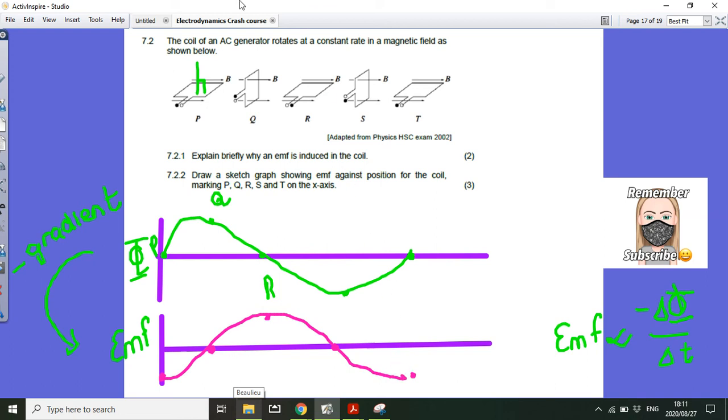Once you have the dots and it's something rotating, it will be a sine or a cos graph. So if you know that it's something rotating, then go to sine and cos. But just remember, it's not always a sine and a cos graph.